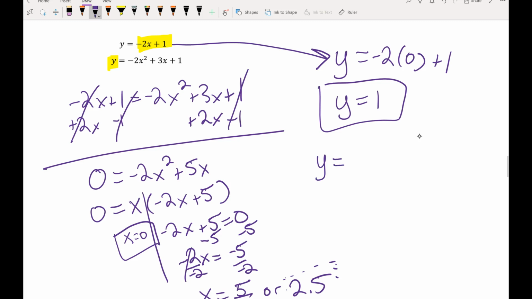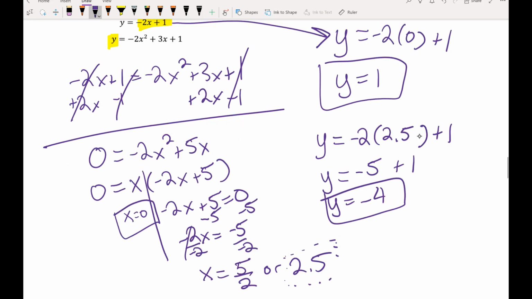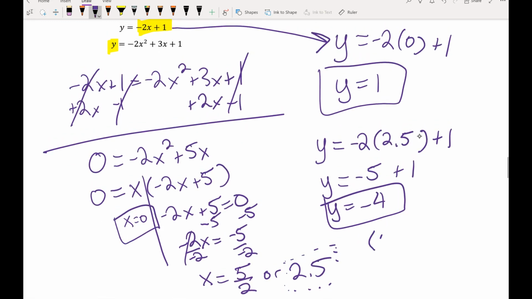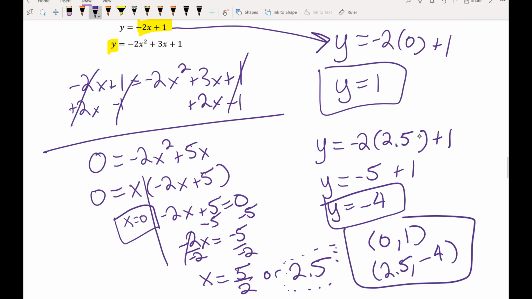And y equals negative 2 times 2.5 plus 1. Negative 2 times 2.5, well, 2 times 2.5 is 5, so that must be negative 5 plus 1, or y is equal to negative 4. Again, you could leave your answer as a pair of ordered pairs. When you plugged in 0, you got 1, and when you plugged in 2.5, you got negative 4. So those represent the coordinates where my two graphs intersect.